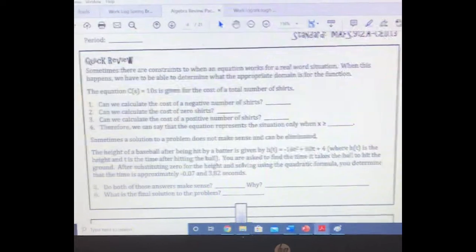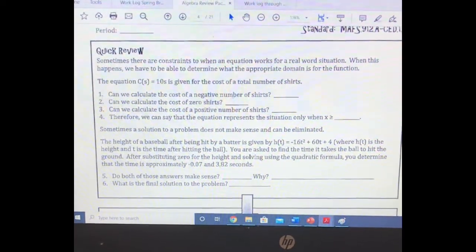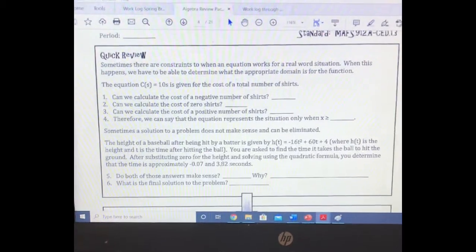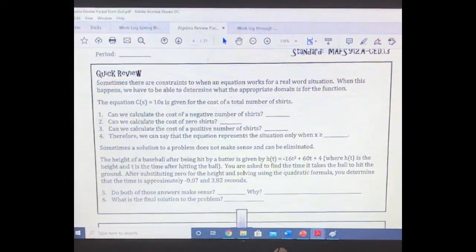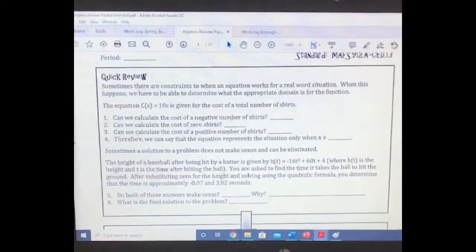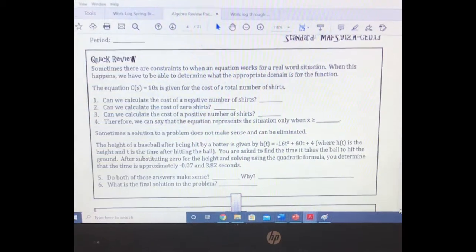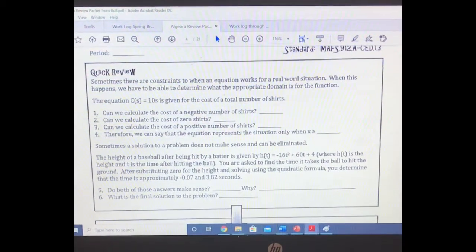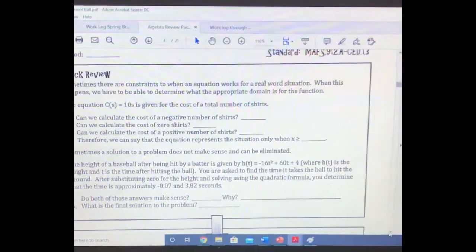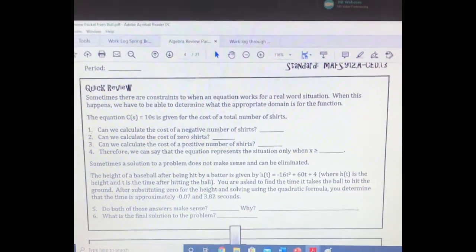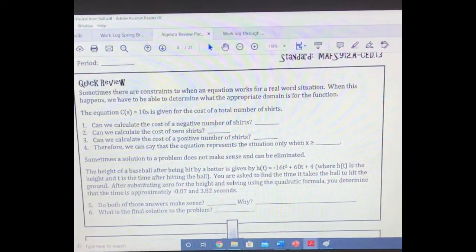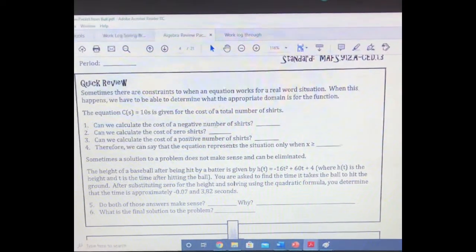Can we calculate the cost of a negative number of shirts? No, of course not, because if it's a negative number of shirts, that doesn't exist. You can't have negative shirts. Number 2, can we calculate the cost of 0 shirts? Of course, if there's no shirts, there's no shirts. We plug in 0. And number 3, can we calculate the cost of a positive number of shirts? Yes, we can. If we made 50 shirts, we could calculate the cost of 50 shirts. Therefore, we can say that the equation represents the situation only when x is greater than or equal to 0.